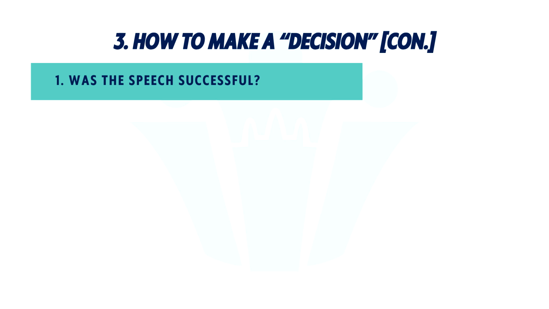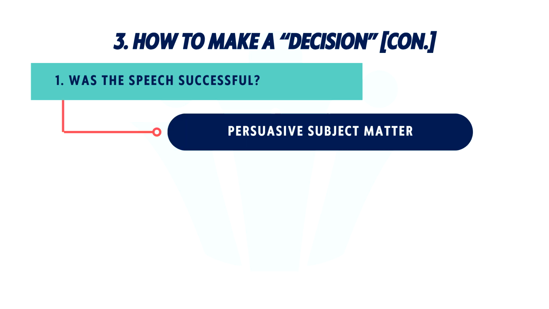Was the speech successful? Here, we must ask ourselves whether the speaker has done a good job in delivering a speech that is both effective and successful in achieving its intended objective. A successful speech relies on four key components. First, persuasive subject matter. For prepared speeches, the content should aim to persuade the audience's thoughts, emotions, or actions.